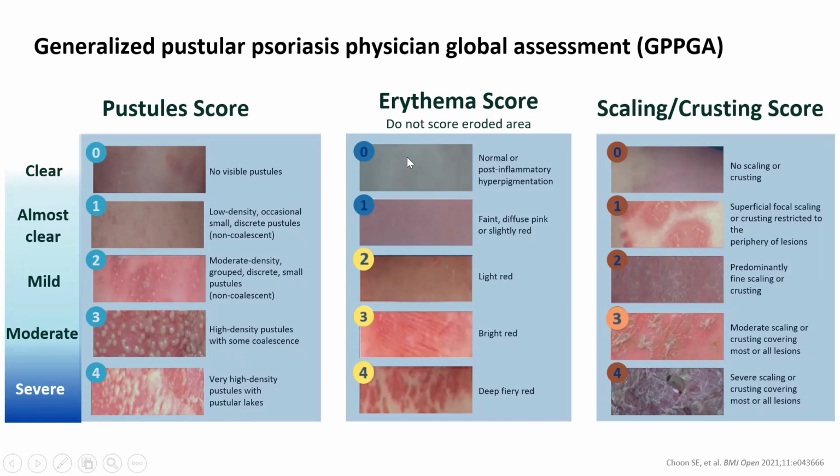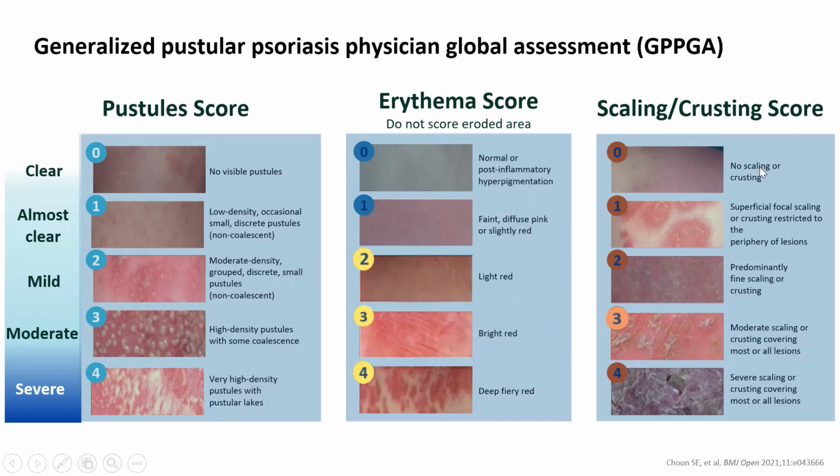For erythema, it also ranges from 0 to 4. 0 when there's nothing, no erythema. 1 when there is faint or pink, slightly red. 2 light red. 3 bright red. And 4 deep, fiery or dusky red.